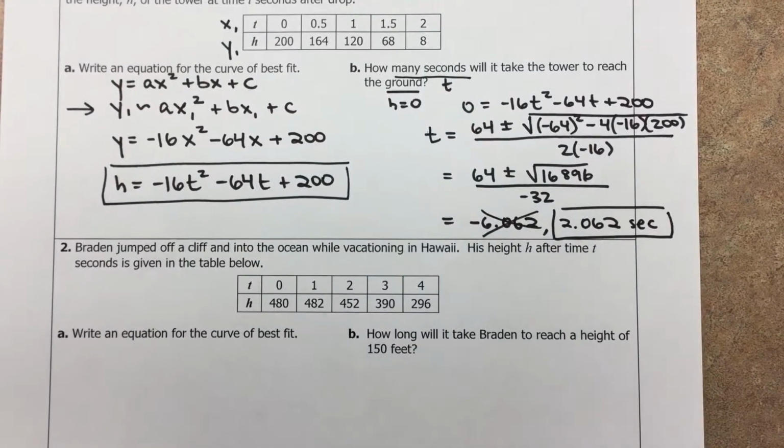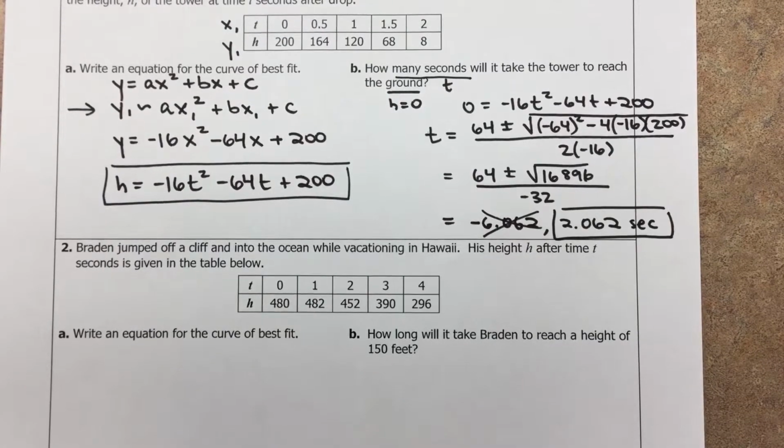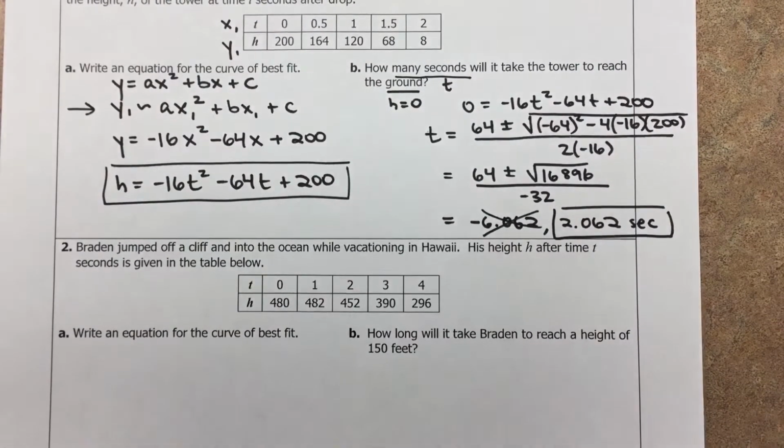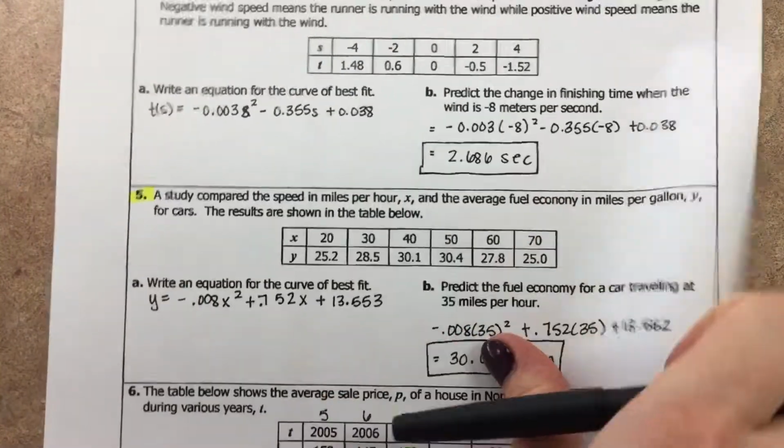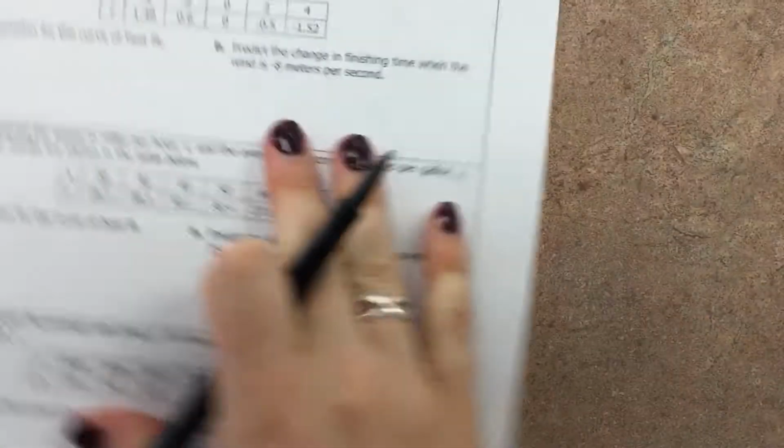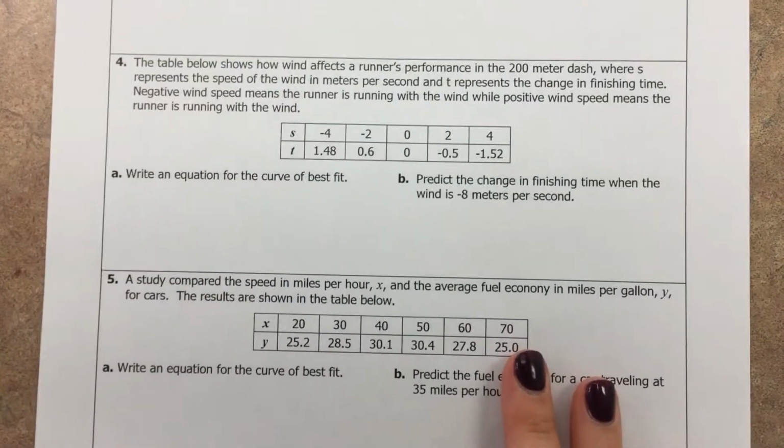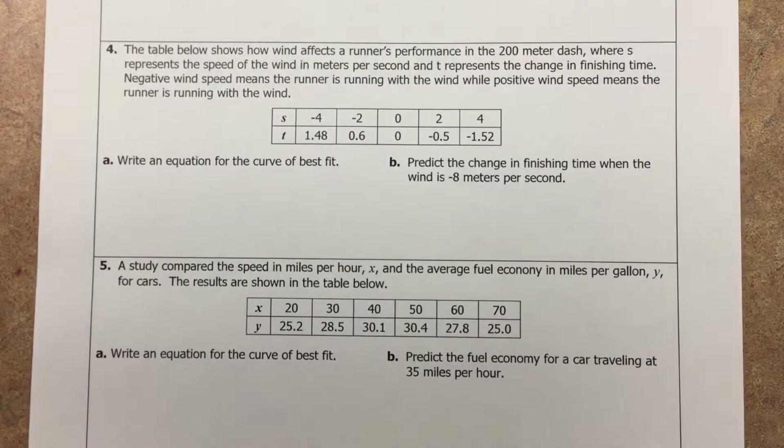Okay, so that was our first example. We're not going to do number 2. We are going to do, let me see, number 4. Number 4 is the next one. Oops, wrong one. Let's try that again. There we go. Okay, so number 4 says, the table below shows how wind affects a runner's performance in the 200-meter dash.